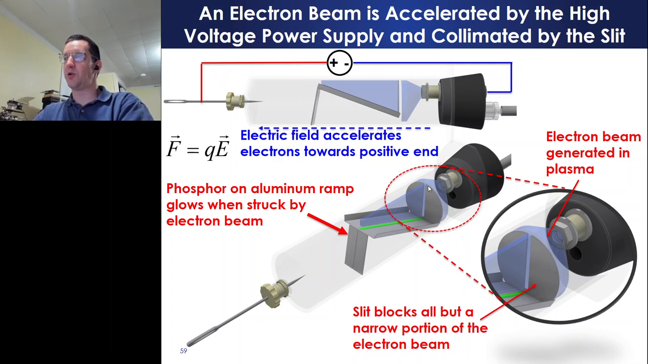This electric field pulls electrons off the nut and accelerates it towards the needle. This distribution of traveling electrons is collimated into a thin beam by the slit within the Crookes tube screen disc. This slit blocks all but a narrow portion of the electron beam. This fine electron beam then falls on the phosphor screen, causing the appearance of a thin line indicating the electron beam's path.